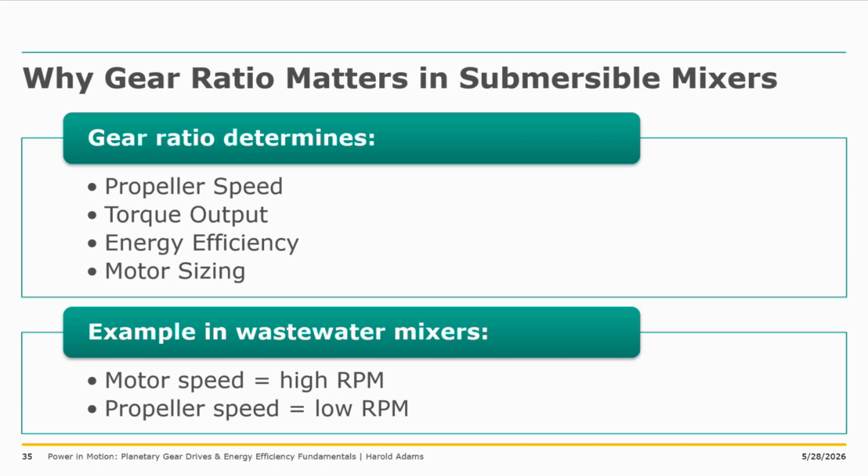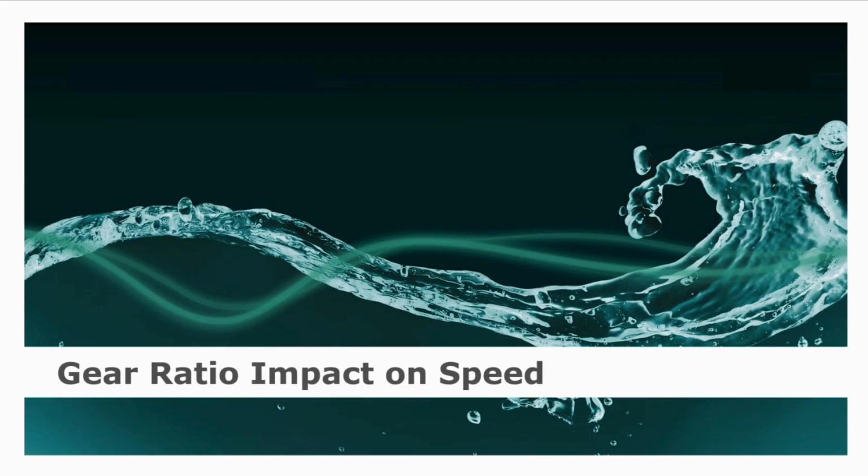Finally, gear ratios matter because they directly contribute to energy efficiency efforts by delivering optimum fluid movement per kilowatt consumed, consequently minimizing wasted energy by correctly sizing the motor itself. We'll review several examples shortly, highlighting the various points pertaining to one, motor and propeller speed. So first, let's talk about the gear ratio impact on speed of the equipment itself.